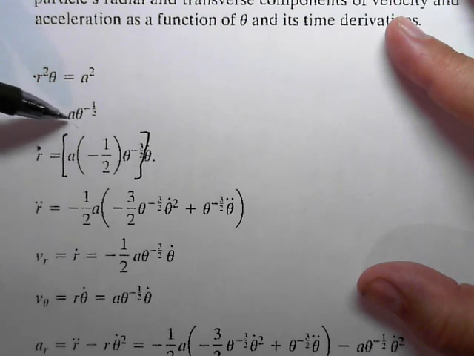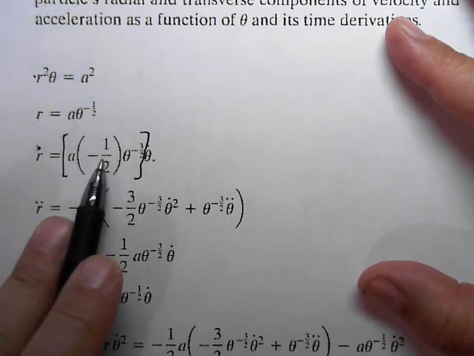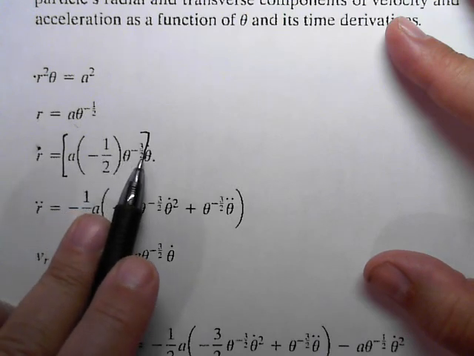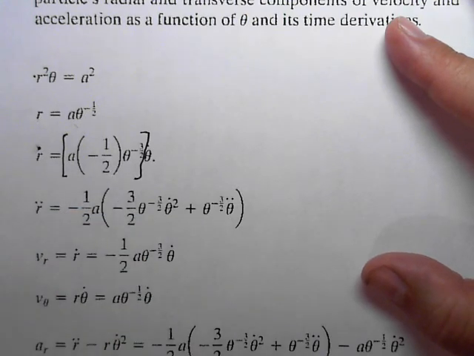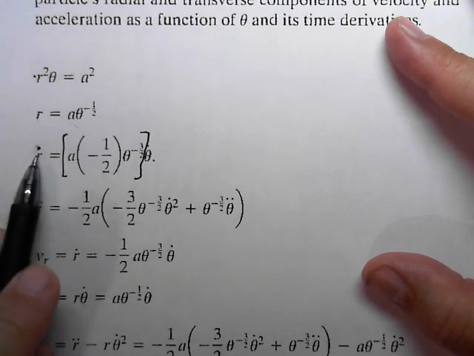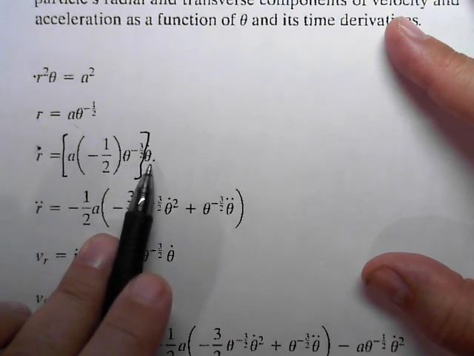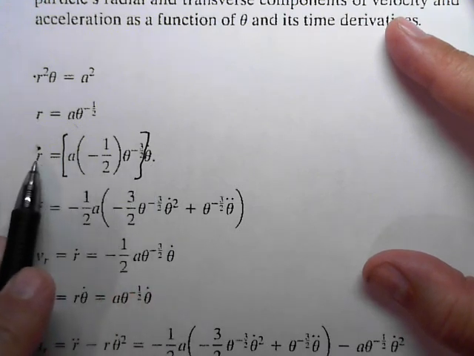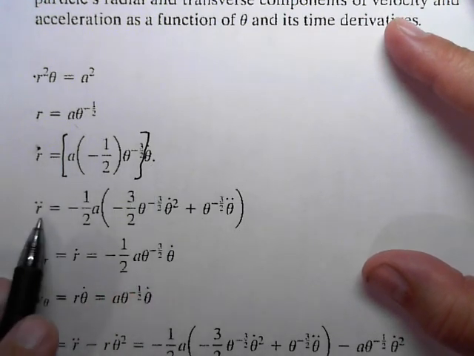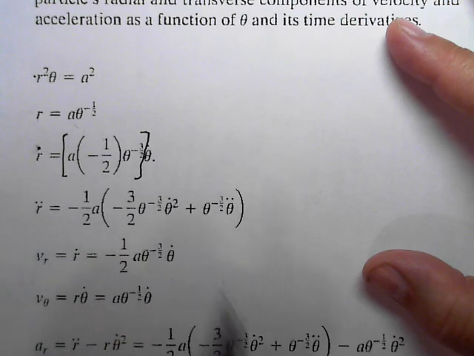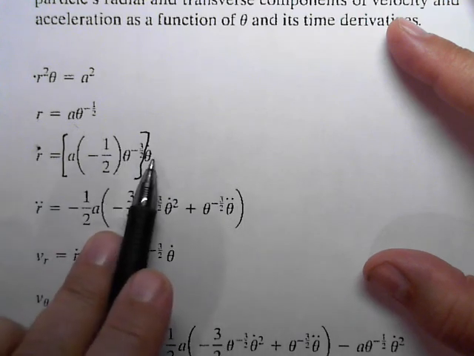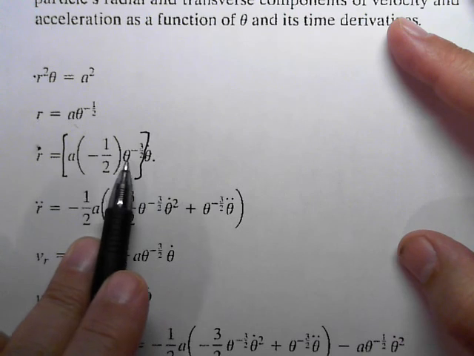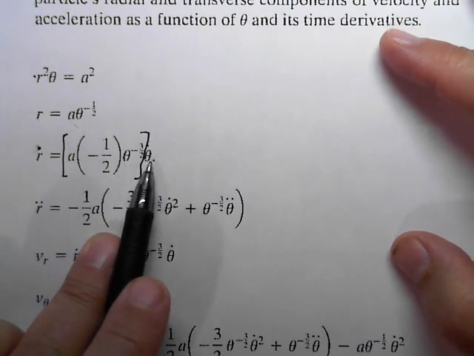So how do we take the derivative of a theta to the minus 1/2? That's going to be a times minus 1/2 times theta raised to the minus 3/2 power. That gives us r dot, and if we know theta dot, then we could compute a numerical value for r dot if we wished. Now we need to go one derivative higher to r double dot. We will take the derivative of r dot with respect to time. Notice I have a theta and a theta dot piece in here. Both theta and theta dot may quite well change with time.